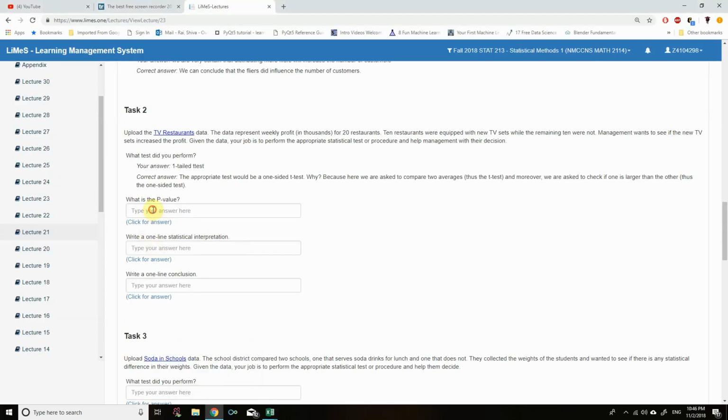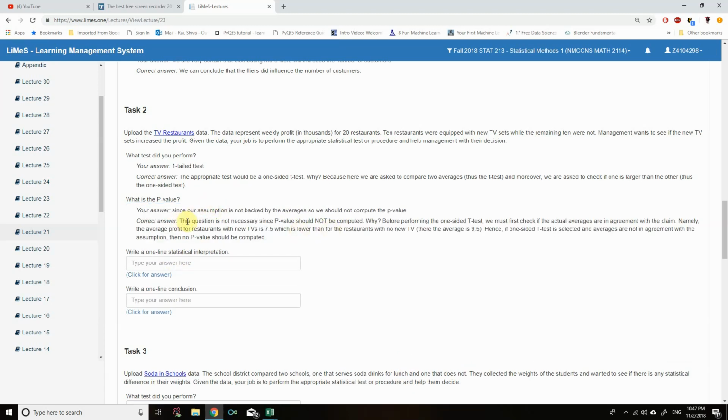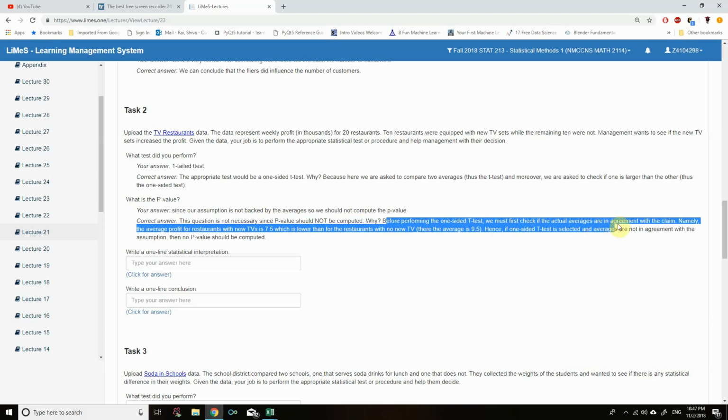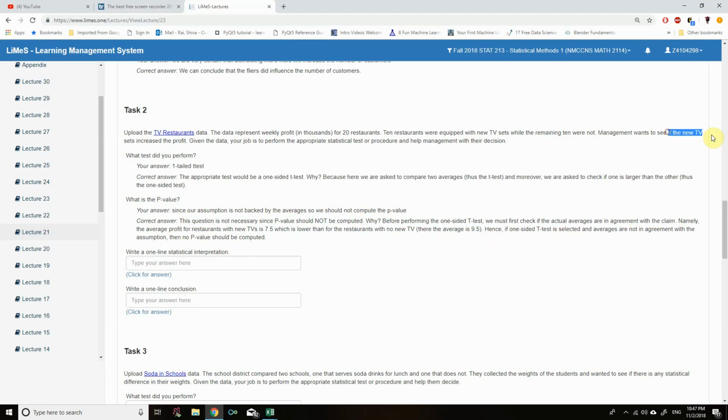So we shouldn't compute it. The p-value should not be computed. Why? Before performing a one-sided t-test, we must first check if the actual averages are in agreement with the claim. Here the claim is that the new TV increases the profit.